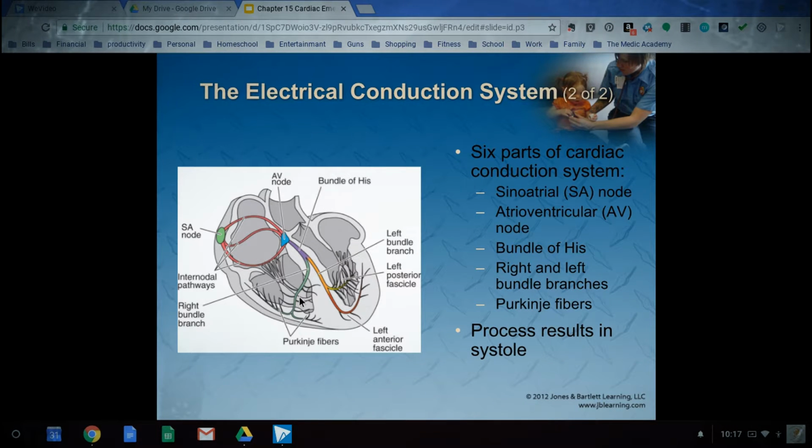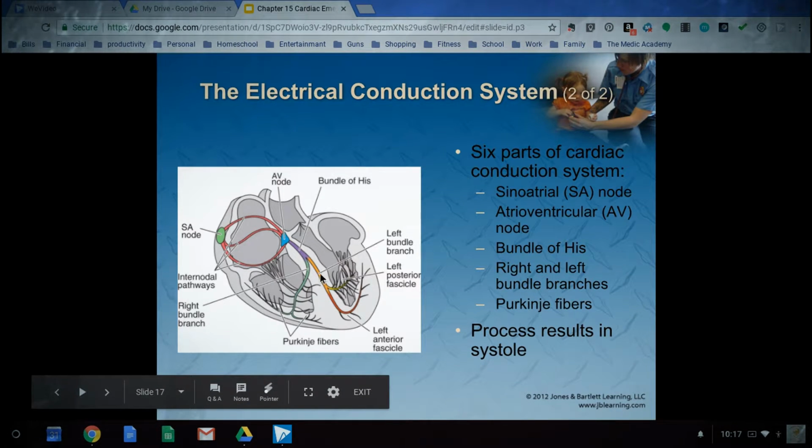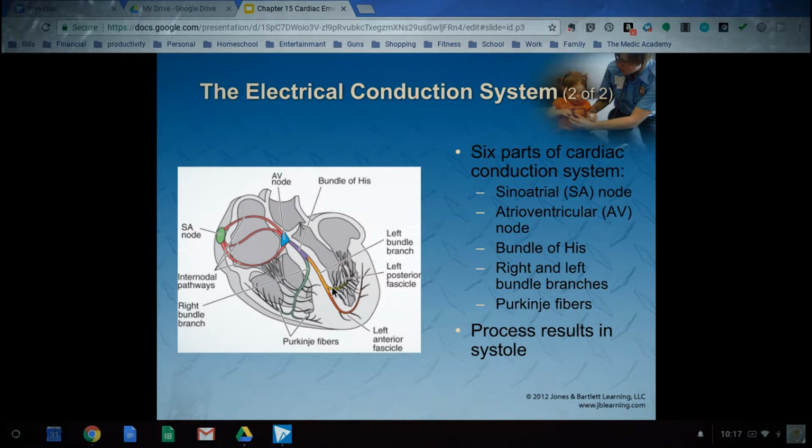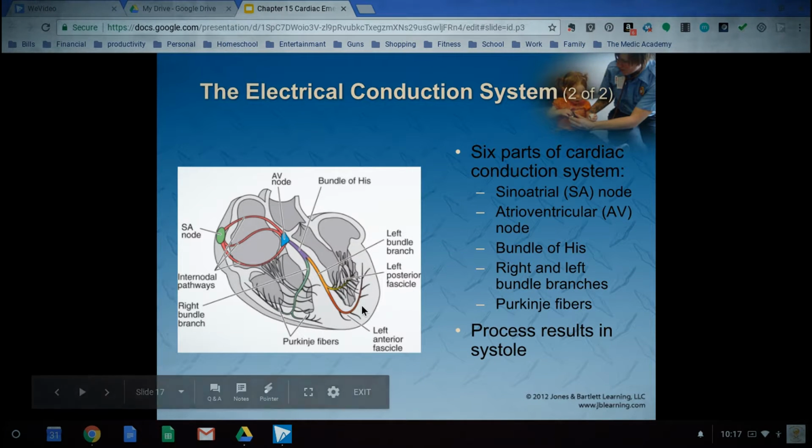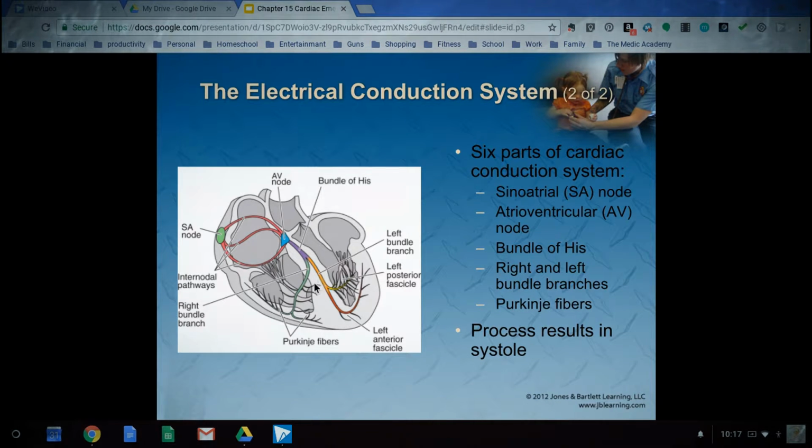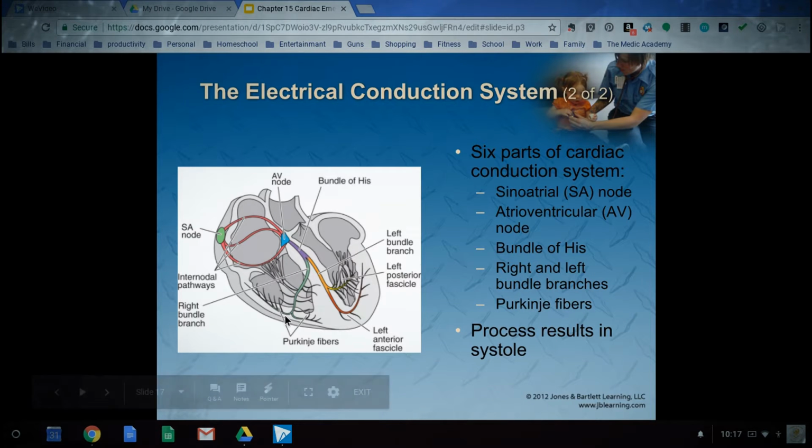left bundle branch and then into the right bundle branch. And then the left bundle branch is a little bit different and special because we have these fascicles. Now we have a left posterior fascicle and a left anterior fascicle. Now when these become blocked, sometimes you can hear it referred to as a hemiblock. Taking a look at the right bundle branch, this right bundle branch is further broken down into Purkinje fibers.